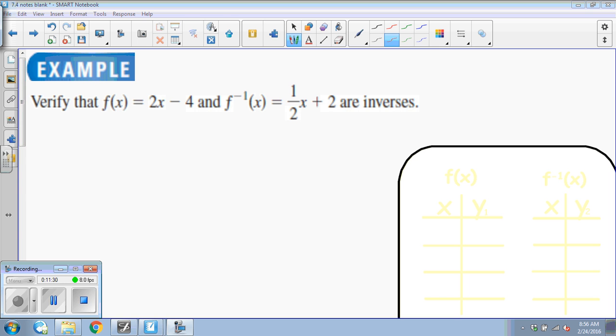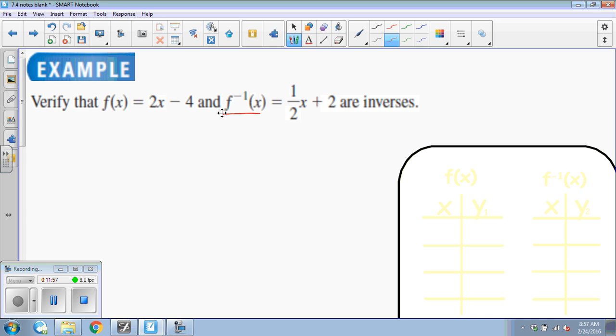Now, these problems say verify that f of x equals 2x minus 4. And what does this mean? Inverse. And the inverse is this. Verify that they are inverses. Now, any suggestions on what we can do? Verify means prove. How can I prove that these are inverses? I can work one out and make sure it equals the other.